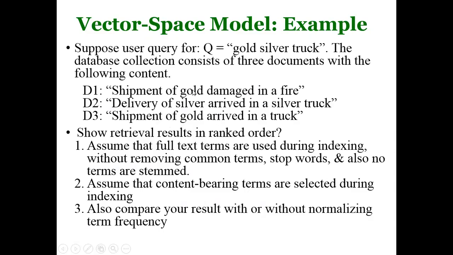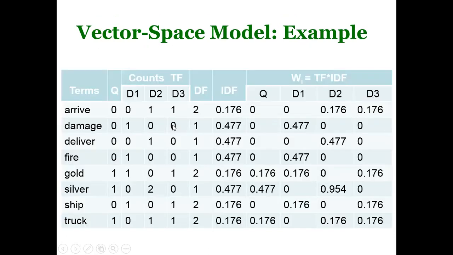How many documents are containing gold? There are again 2 documents containing gold. How many documents are containing silver? There is only 1 document which contains silver. So as a result, arrive has a document frequency of 2. Damage has a document frequency of 1. Silver, even if it is appearing in document 2 times, has a document frequency of only 1.